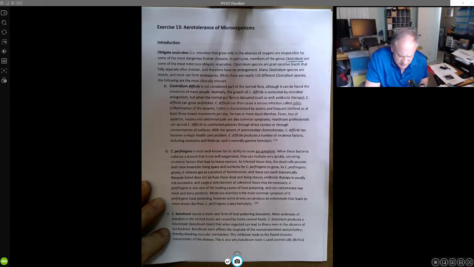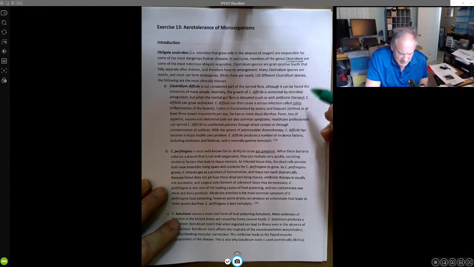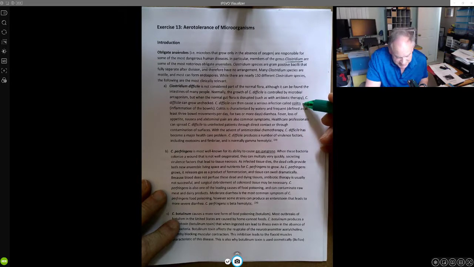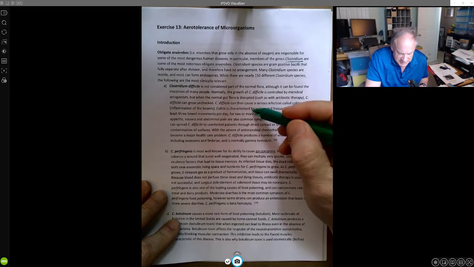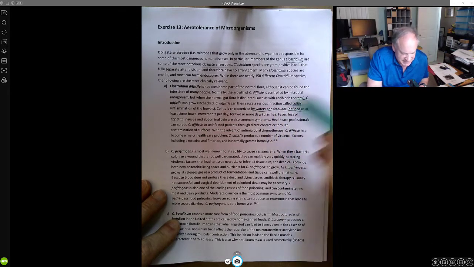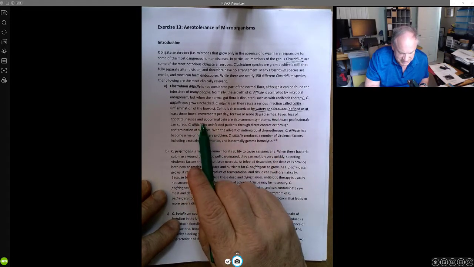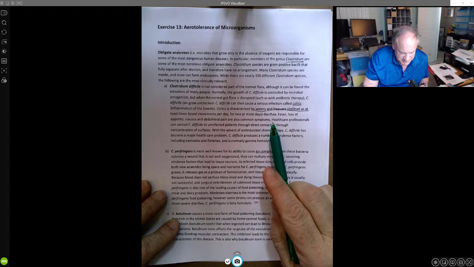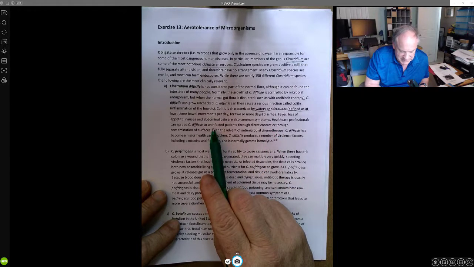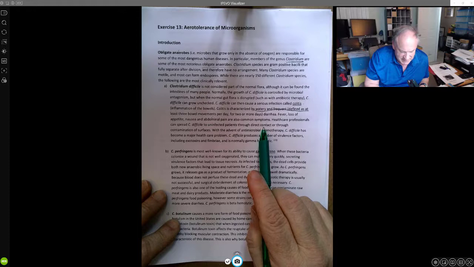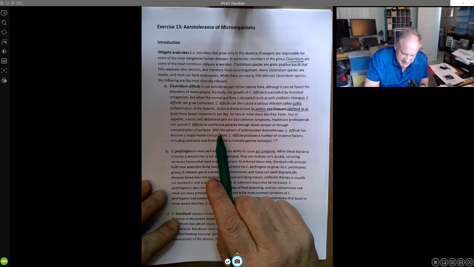And the reason I tell you that is because I just want you to know how it impressed my brain. C. diff, C. difficile, causes a disease called colitis, which is inflammation of the bowels. It's characterized by watery diarrhea, frequently defined as at least 3 bowel movements a day, fever, loss of appetite, nausea, and abdominal pain as common symptoms. C. diff spreads to uninfected patients through direct contact and contaminated surfaces. So it's a risk to you as well, and I want to point that out.